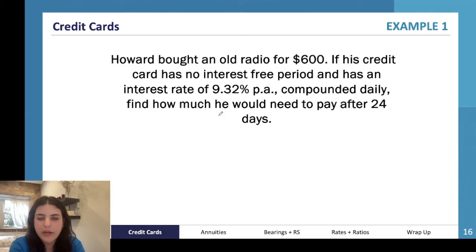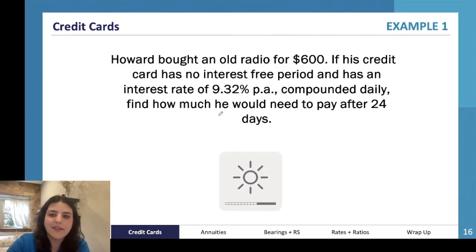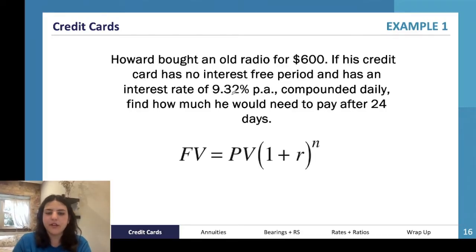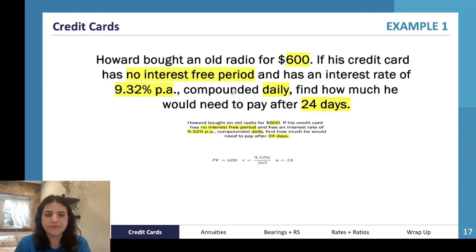Howard bought an old radio for $600. If his credit card has no interest-free period and has an interest rate of 9.32% per annum compounded daily, find out how much he would need to pay after 24 days. Okay, that's our formula: future value equals present value times (1 plus r) to the power n. This is everything that's important from the question, right? $600, no interest-free period, interest rate of 9.32% per annum, compounded daily, 24 days.